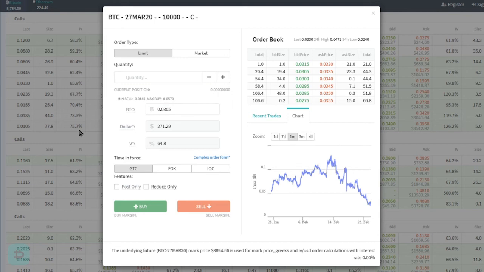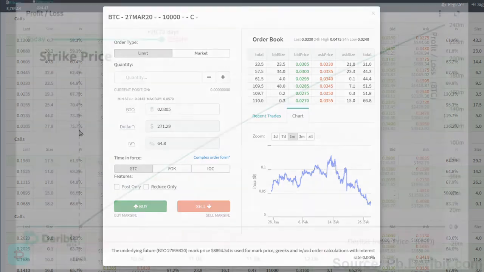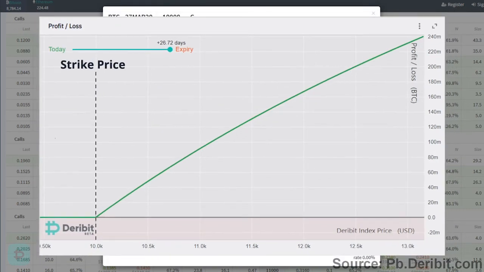As with futures, the option bandwidth limits will move as the mark price of the option changes. For example, if the underlying price of Bitcoin fell, so would the mark price of call options, bringing the bandwidth limits, or possible order execution price range, down with it.